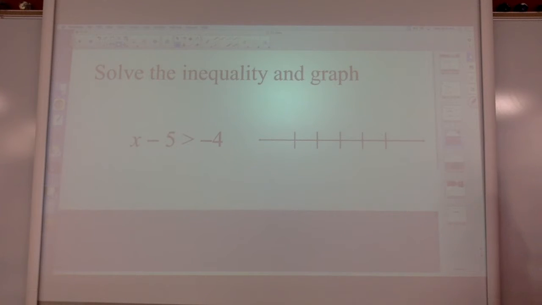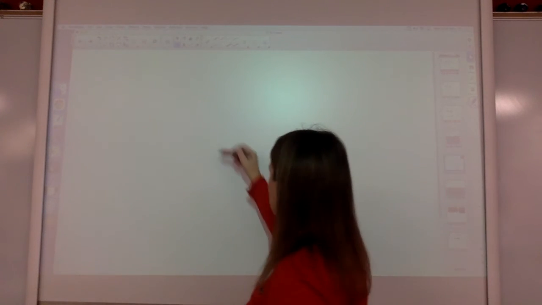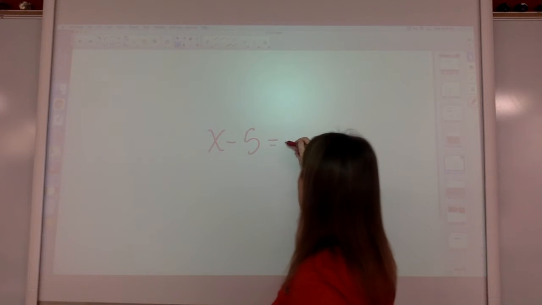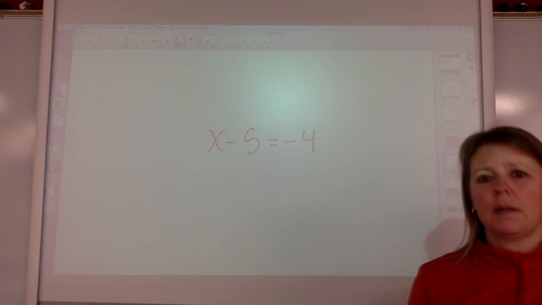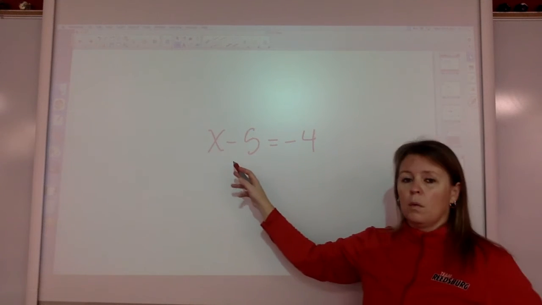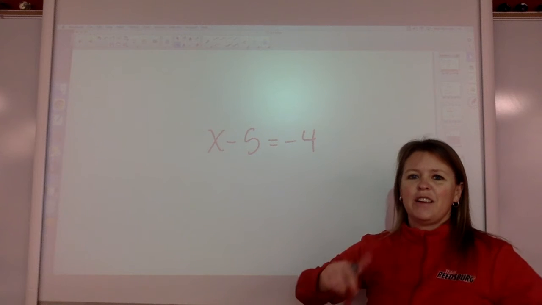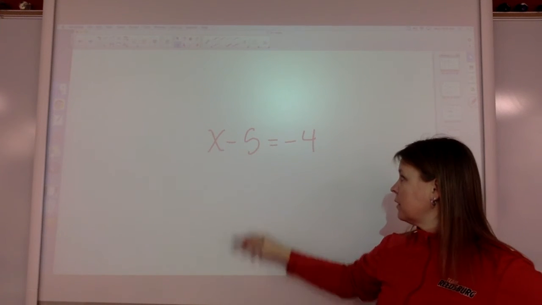Next up, solve this inequality and graph it. So it's not just the inequality, it's kind of an equation-like inequality. X minus 5 is greater than negative 4. You solve it exactly the same way you would solve an equals problem. X minus 5 equals negative 4. We've done these before. We've done multi-step, 1-step, 2-step, 3-step, distributive property. We're back to 1-step solving equations. So you can feel good about that. It's good review from first semester.